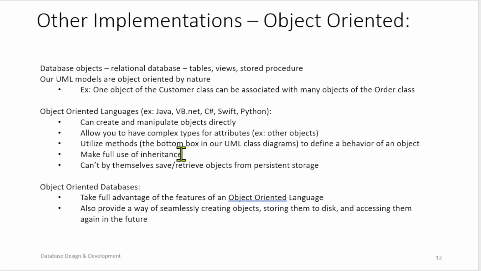Object-oriented databases take advantage of the full features of object-oriented languages. And they also provide a seamless way of creating objects, storing them to disk, and accessing them in the future. Okay, so that's an object-oriented database. There's MongoDB out there, and some different ones, NoSQL type databases.